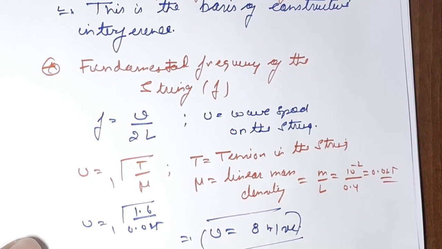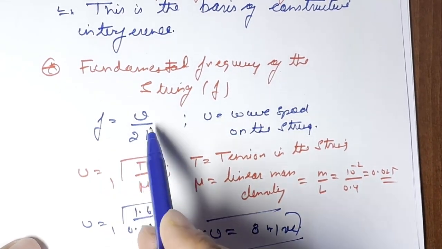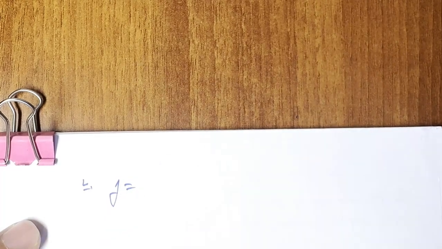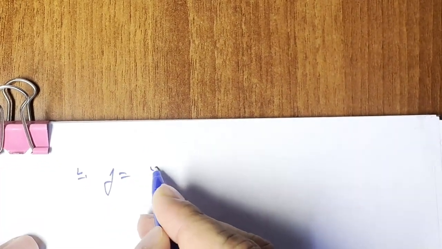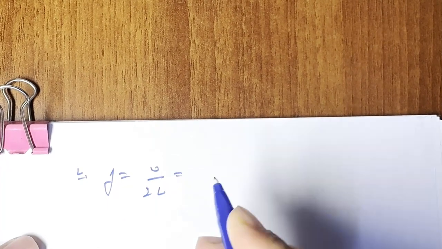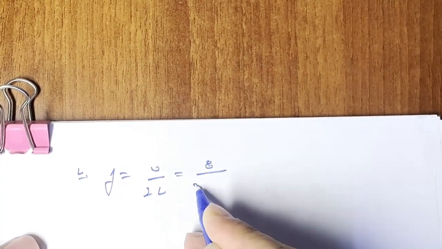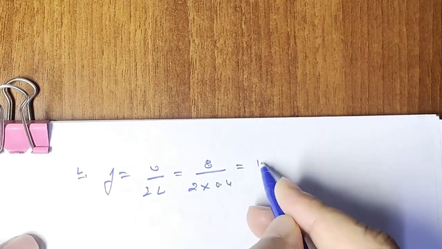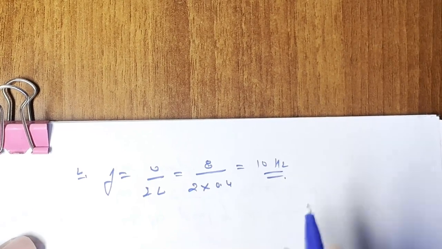So we got the value of velocity, and length we already know. On the basis of this we can find the fundamental frequency f. Therefore f will be equal to v upon 2L, that is 8 upon 2 multiplied by 0.4, and this gives us 10 Hertz.